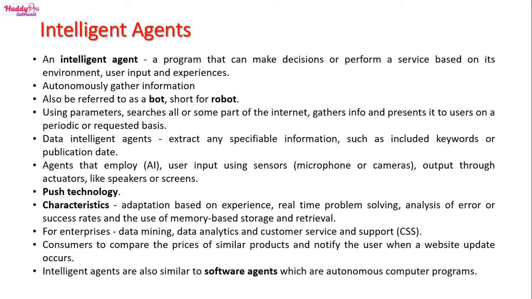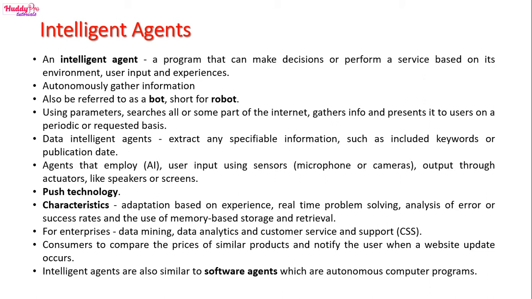Let's talk about intelligent agents. We have already seen what an agent is, but now we are going to look at intelligent agents. An intelligent agent is a program that can make decisions or perform a service based on its environment, user input and experiences. These programs can be used to autonomously or separately gather information on a regular, programmed schedule, or when prompted by the user in real time. Intelligent agents may also be referred to as a bot or a robot.